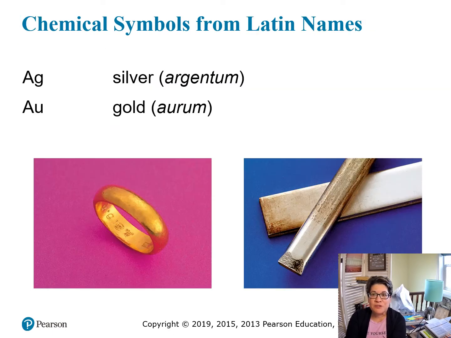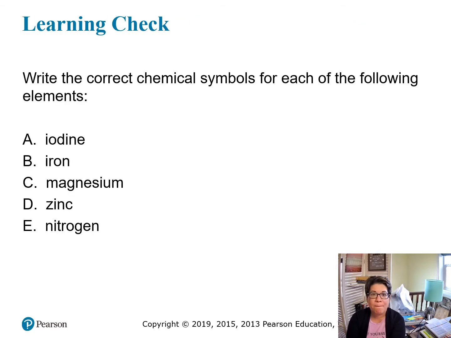Here are a couple examples of the Latin names. So silver is Ag, named after Argentum, and then gold is Au, named after Aurum. So there are different ways that they're named. There isn't really like a standard system. They just kind of develop over time.